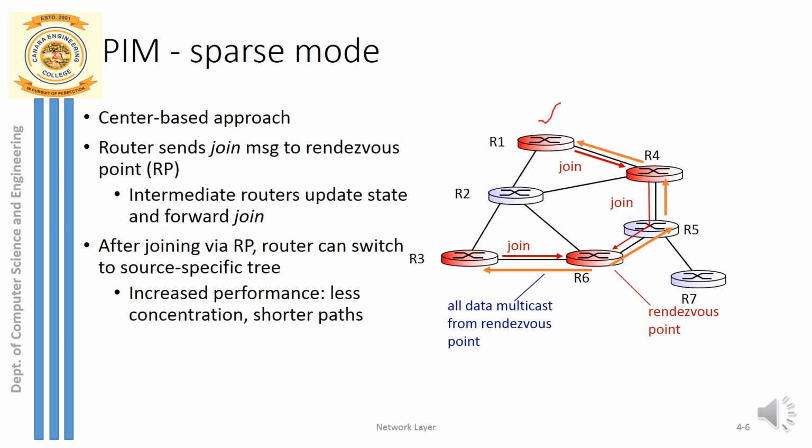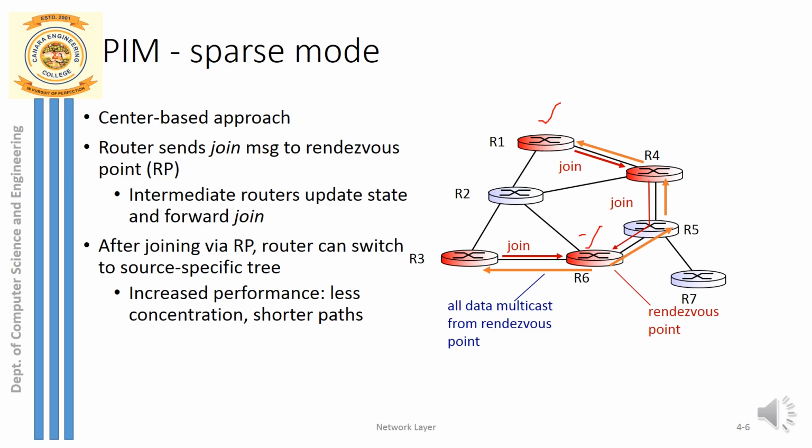is the center node, to which join messages are sent by R3, R4, and R1, which wants to join via R4, and it will reach R6. R3 also wants to join, R4 also wants to join. So these are the three nodes which are part of this multicasting. You can see this particular router, R6, you call it the rendezvous point. Now intermediate routers update state information, and then they join.